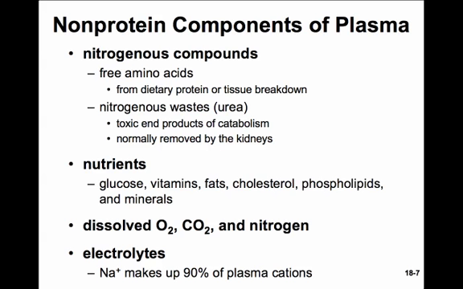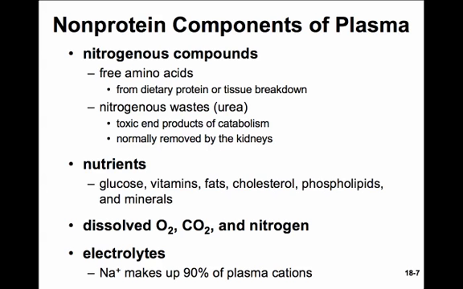However, there are several other important components to consider. First of all, there are nitrogenous compounds. Nitrogenous compounds are toxic end products of catabolism. The most abundant is urea. Normally, the urea is removed by the kidneys. Other nitrogenous compounds come from free amino acids that are released from dietary protein or tissue breakdown.